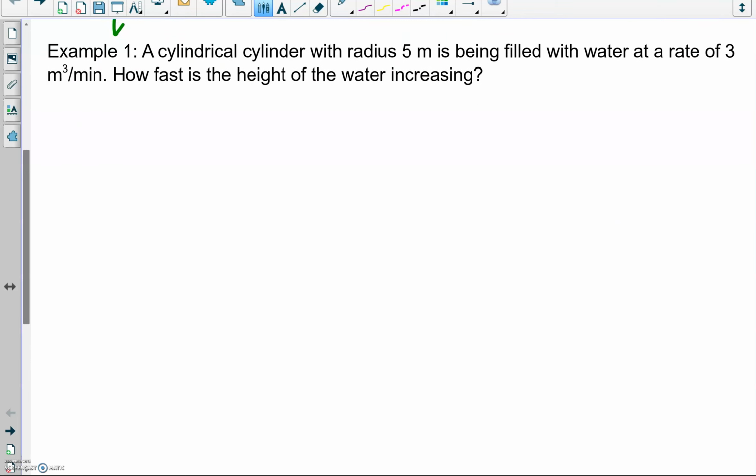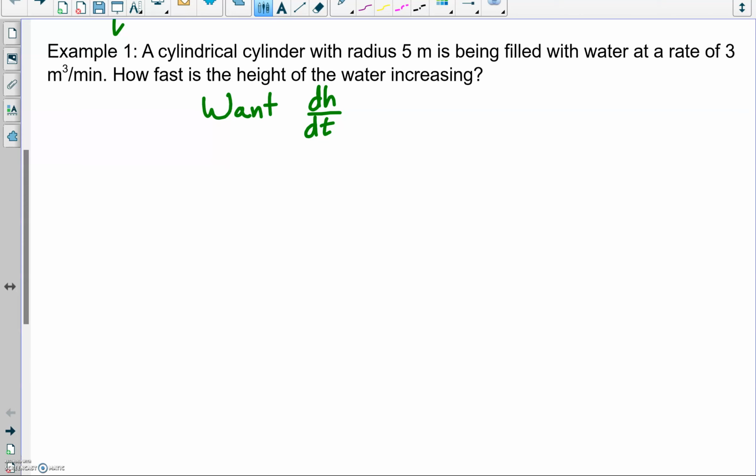We have a cylinder with radius 5 meters that is being filled with water at a rate of 3 meters cubed per minute. So that's a change in volume there. How fast is the height of the water increasing? If we're using the variable h for height, we want dh/dt. That's our goal.